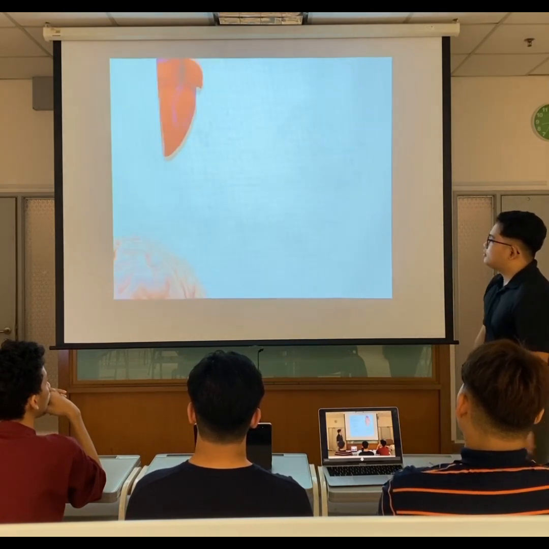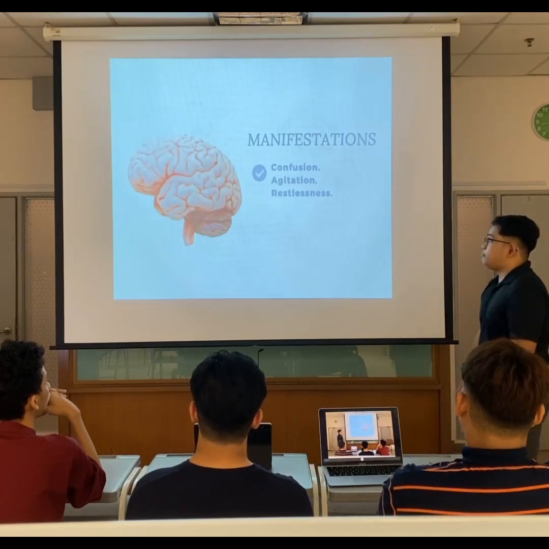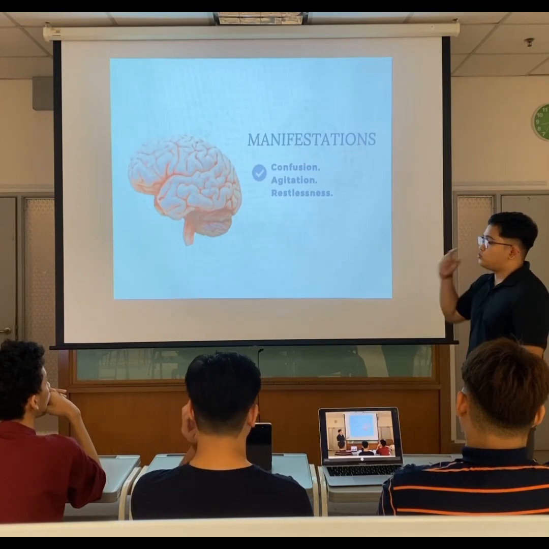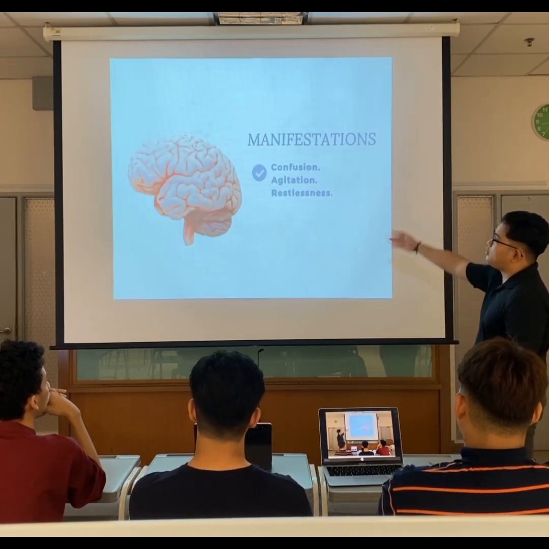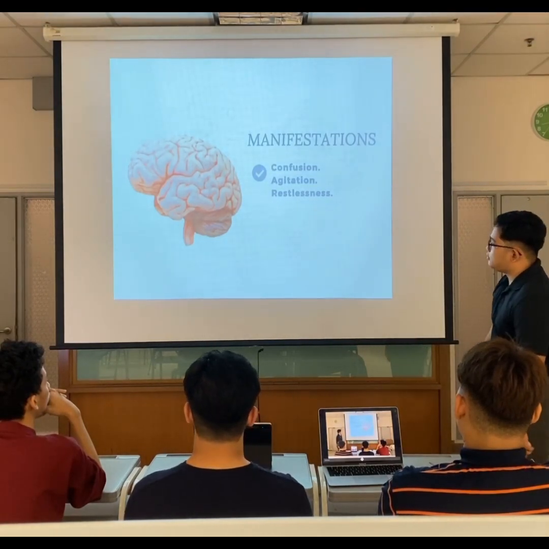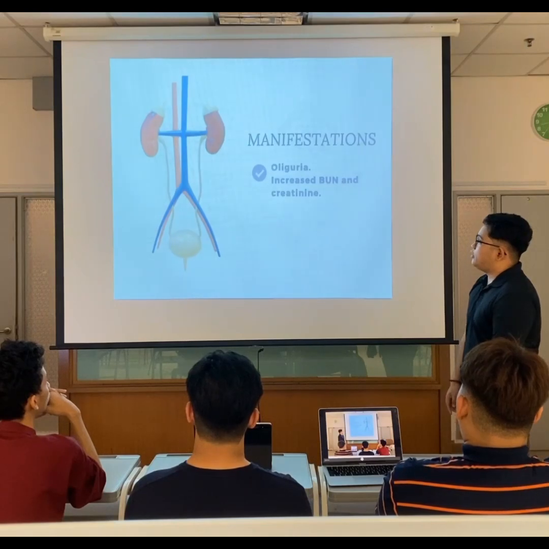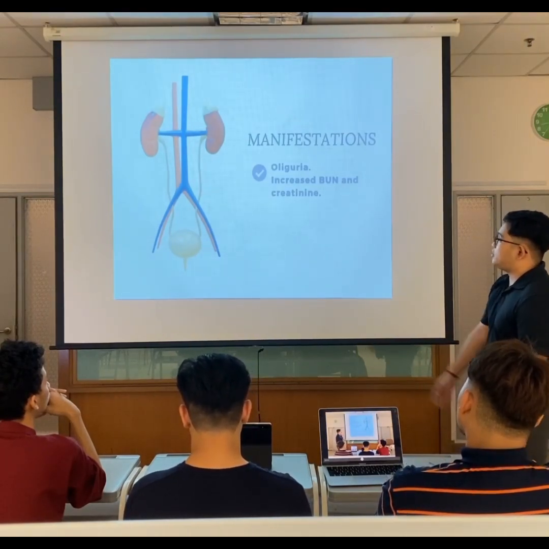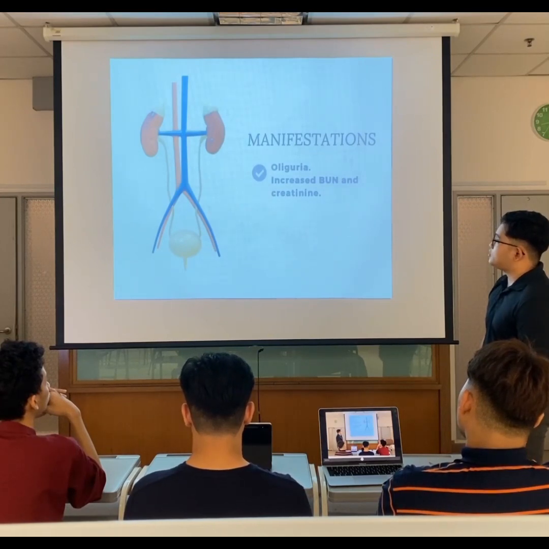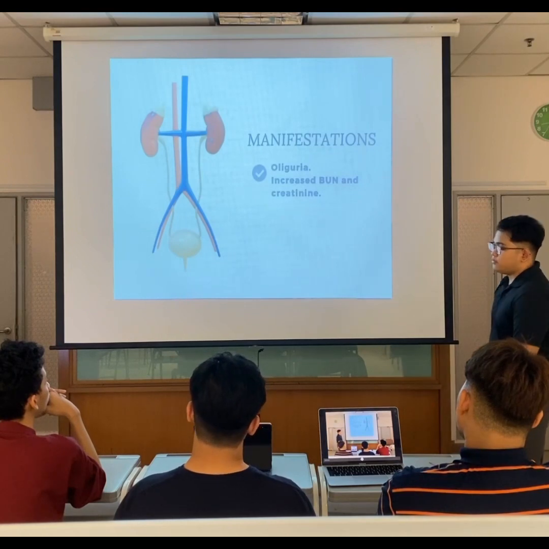Okay. It also can cause impairment to the brain by inability to meet the oxygen needs of the brain tissues, which will lead to confusion, agitation, and restlessness. Next, the kidney is also affected, with the patient manifesting oliguria and showing some increase of BUN and creatinine in the laboratory studies.